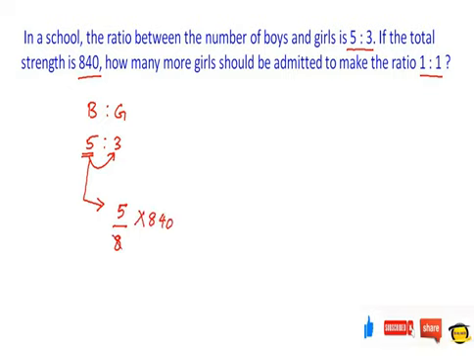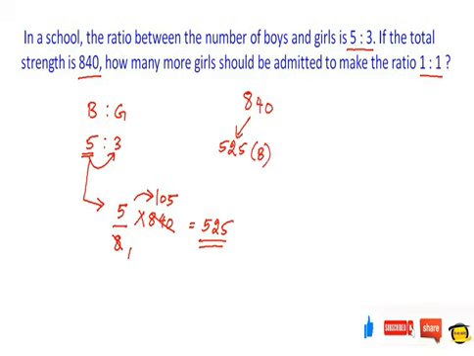Now if we try simplifying, 1 8th of 840 is 105, and 5 times 105 should give us the answer 525, right? So now out of 840 students in the school, 525 students are boys, right? So what should be the count of girls then? The remainder, 315 students, are going to be girls, right?